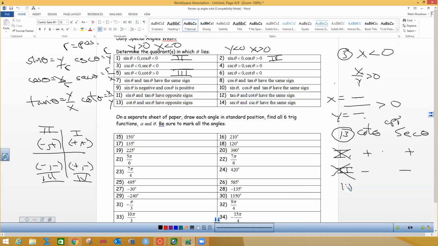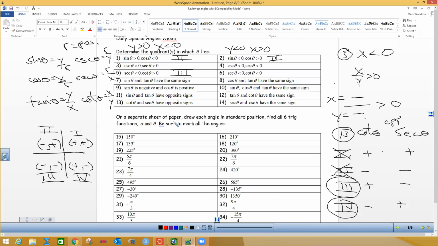In quadrant 3, cotangent is x over y. Negative divided by a negative is a positive. In quadrant 3, the x value is negative. Secant goes with x. So there's one quadrant where their signs are opposite. And in the fourth quadrant, if I do x over y, positive over negative, so positive divided by negative in the fourth quadrant is negative, and secant is the x, which is positive. It is opposite in the fourth quadrant as well. So the answer to 13 is both the third and the fourth quadrant. They both work.